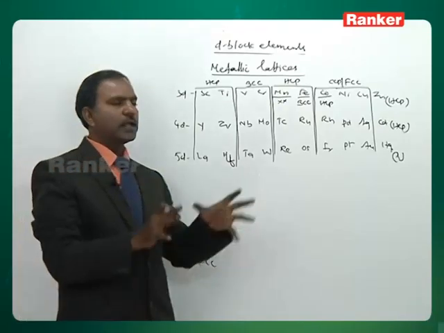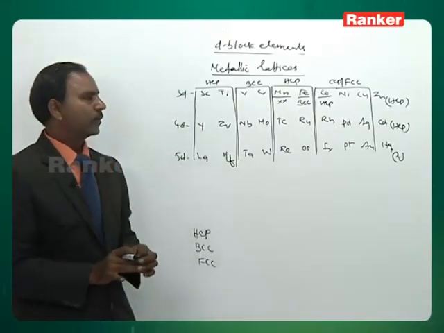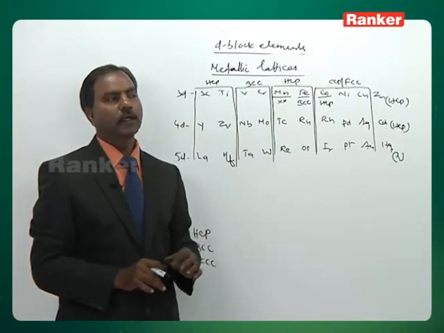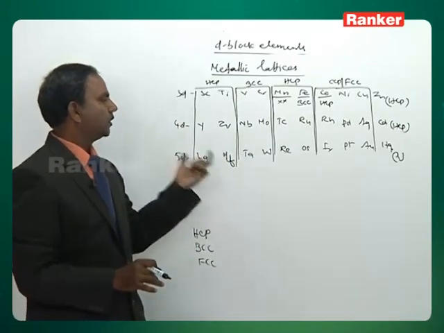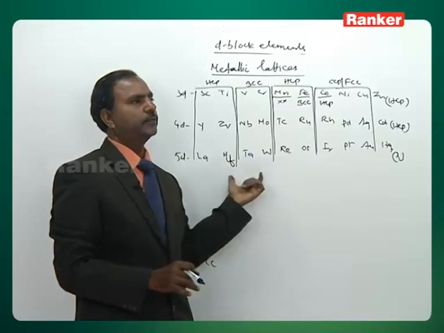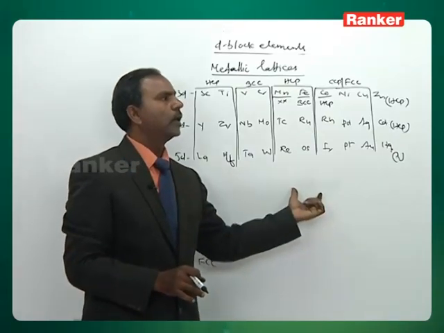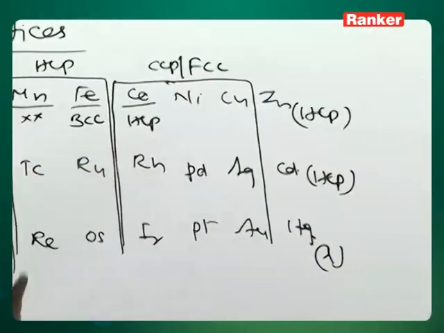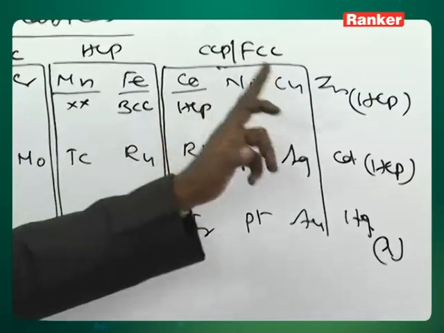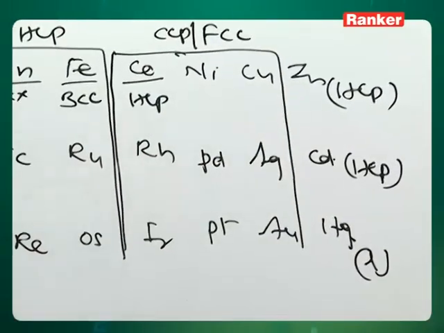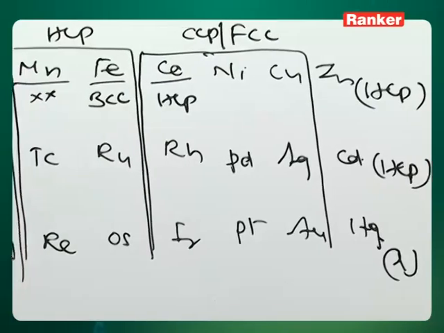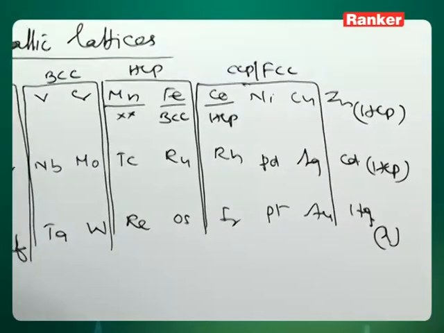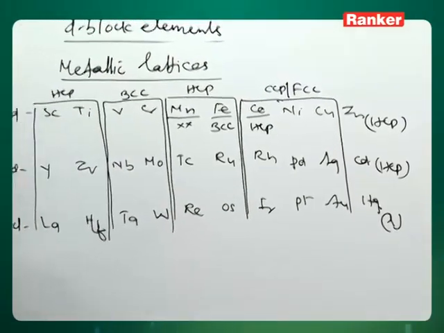Remembering all 30 elements and their metallic lattices is difficult, so I made it easy. Most of the d-block elements have HCP. First two vertical columns HCP, second two BCC, third two HCP with one or two exceptions. The next three vertical columns all have CCP or FCC, while cobalt, zinc and cadmium are HCP. In this way you can remember the lattices. Questions appear like: which of the following elements has an HCP metallic lattice?